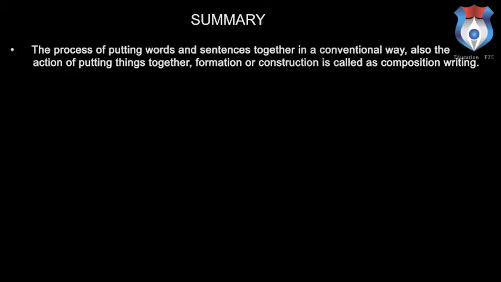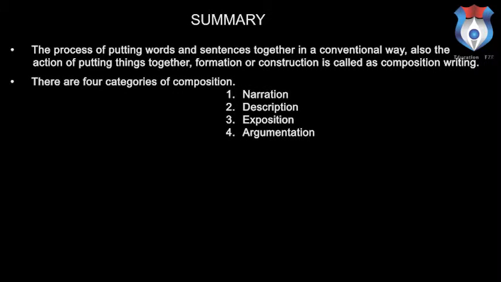Summary. Now in the end, let us summarize what we have learned in this lecture. The process of putting words and sentences together in a conventional way, also the action of putting things together, formation or construction, is called composition writing. There are four categories of composition: narration, description, exposition, and argumentation.